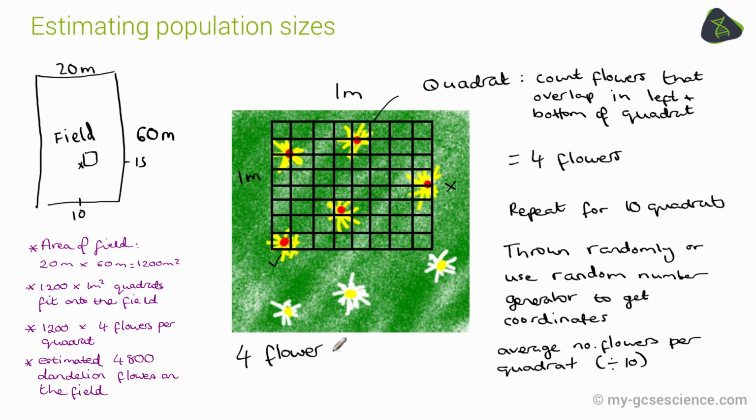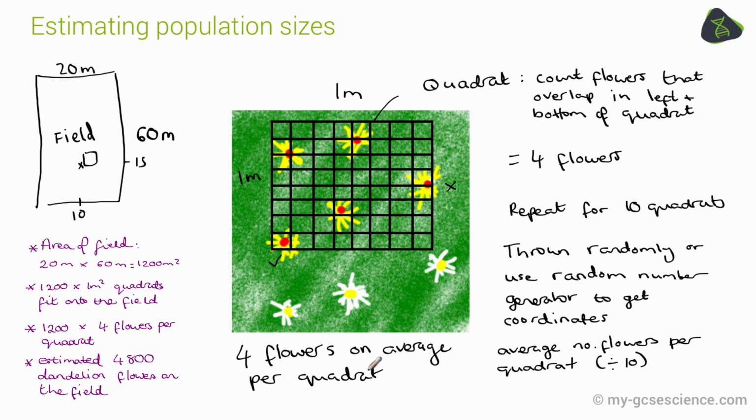So if in those 10 quadrats that we used to sample, we worked out that there was an average of 4 flowers per quadrat, we will times this by the maximum number of quadrats we can fit onto the field, which is 1,200, and that gives us an estimate of 4,800 dandelion flowers on the field.